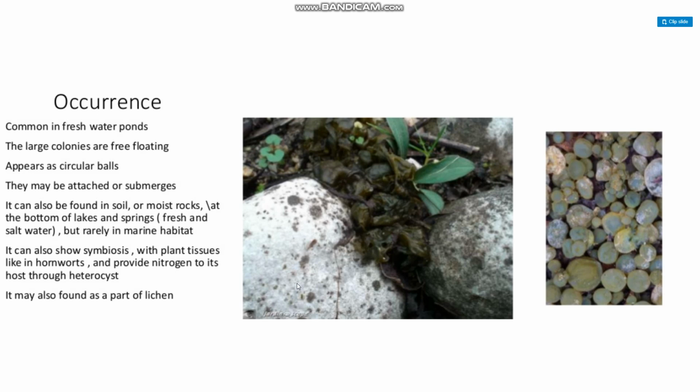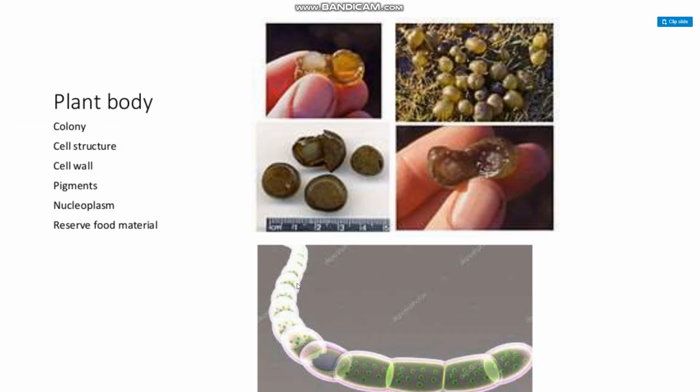It can also show symbiosis with plant tissues like in hornworts, and provides nitrogen to its host through the heterocyst. It may also be found as a part of lichen.